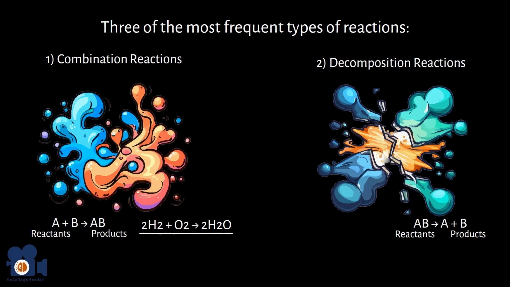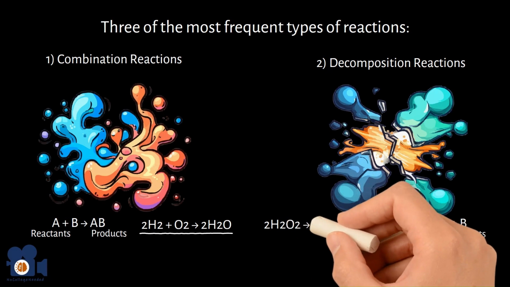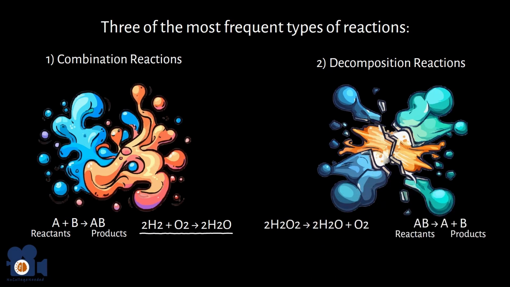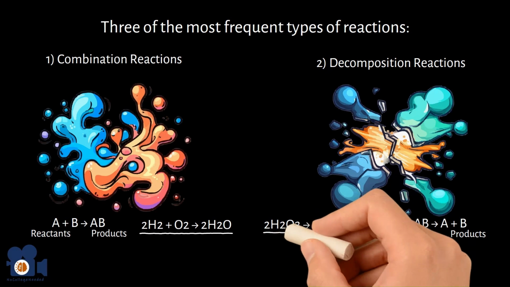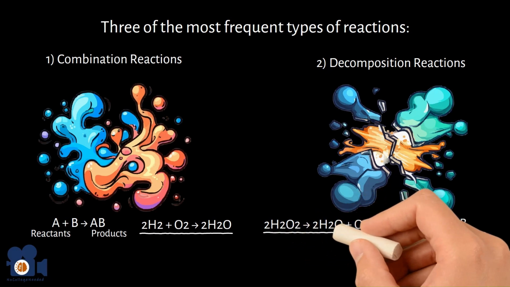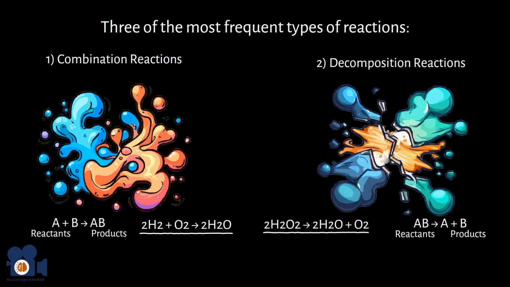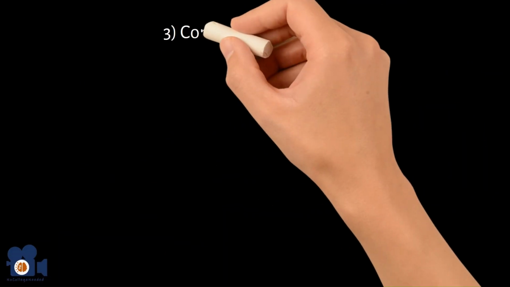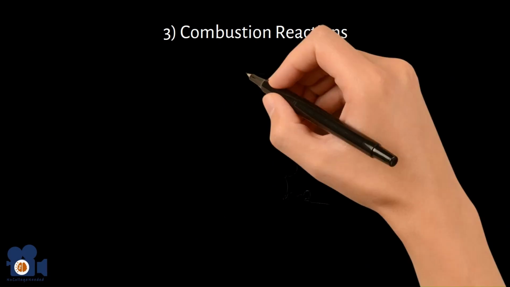One common example of a decomposition reaction is the breakdown of hydrogen peroxide, H2O2, into water, H2O, and oxygen gas, O2. The equation for this reaction is 2H2O2 yields 2H2O plus O2. In this reaction, two molecules of hydrogen peroxide break down into two molecules of water and one molecule of oxygen gas. This reaction is also an example of an endothermic reaction because it requires energy in the form of heat or light to occur.